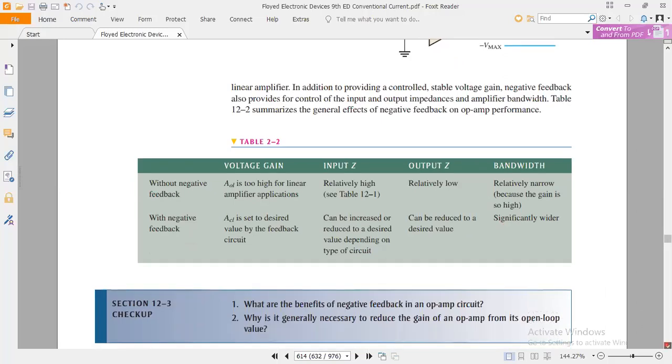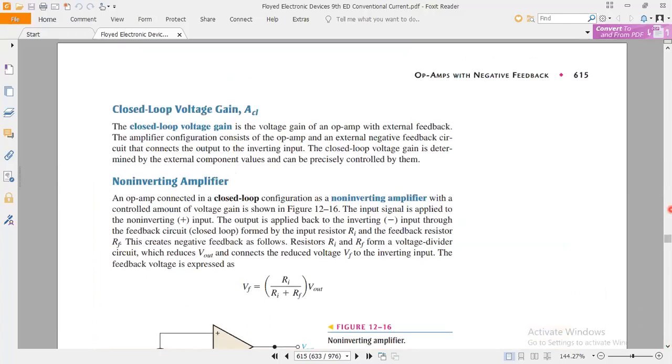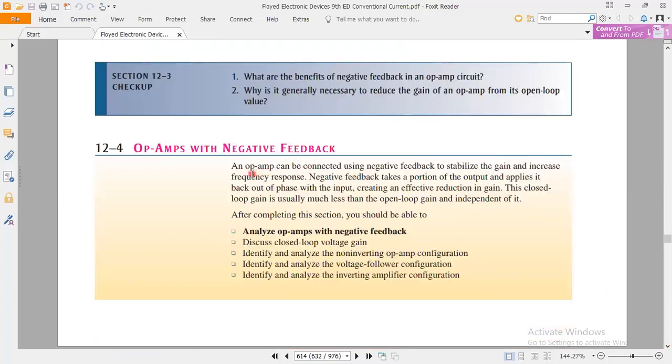Now, what will be the topic of our next lecture? That is the op amp with negative feedback.